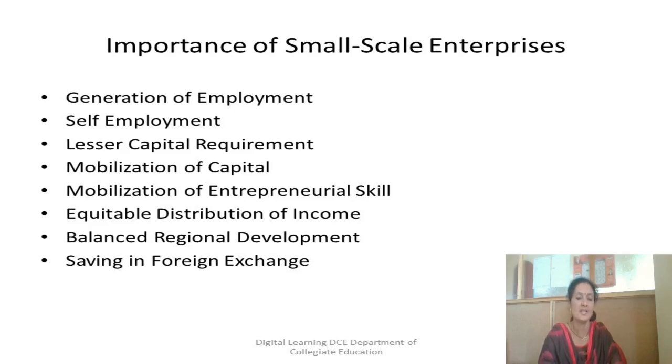Then equitable distribution of income. Because of the small scale enterprises, there is development of people in the rural areas and semi urban areas also. Since there is development in each and every place, that not only leads to balanced regional development but also equitable distribution of income. Otherwise, in a particular place the per capita income will be more, and in a few other places the per capita income is very less. Now also it is the same, but at least the difference will be less. At least they can maintain the lesser difference because of the small scale industries.